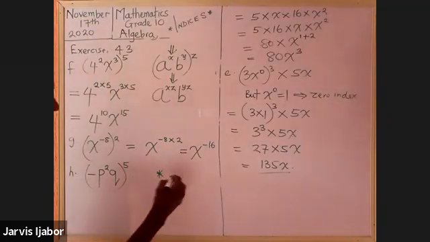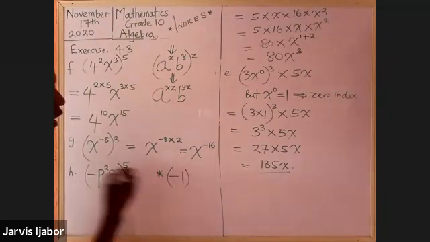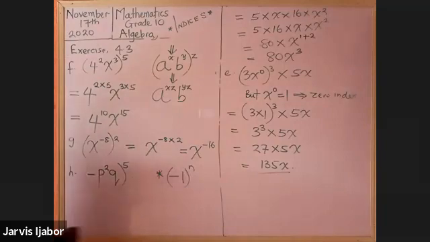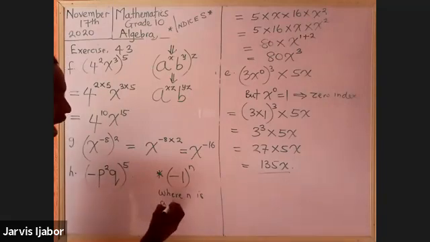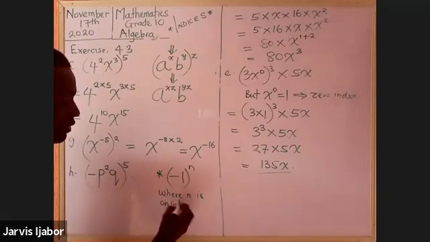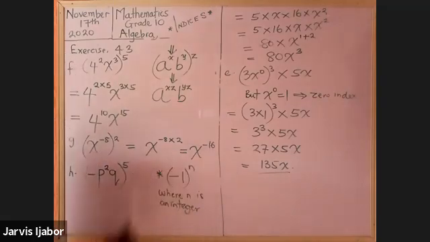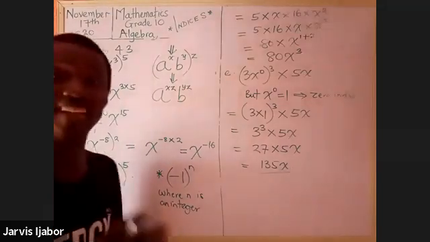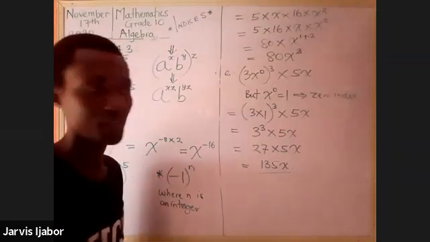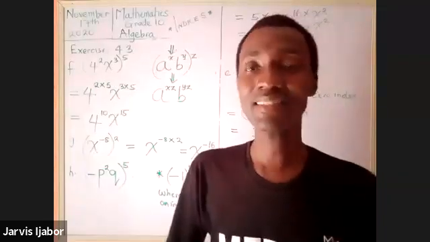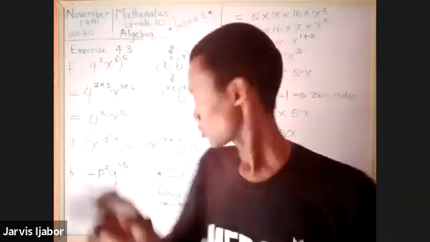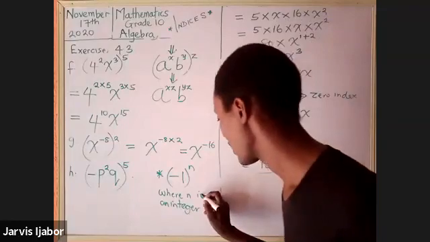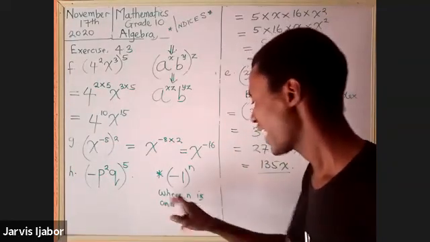If I have negative 1 all raised to the power of n, where n is an integer. N is what? An integer. What's an integer? I hope we know from my previous video that an integer is a whole number. An integer is a whole number that is positive or negative. That's it. Please take note of that. So I've said that n is an integer.